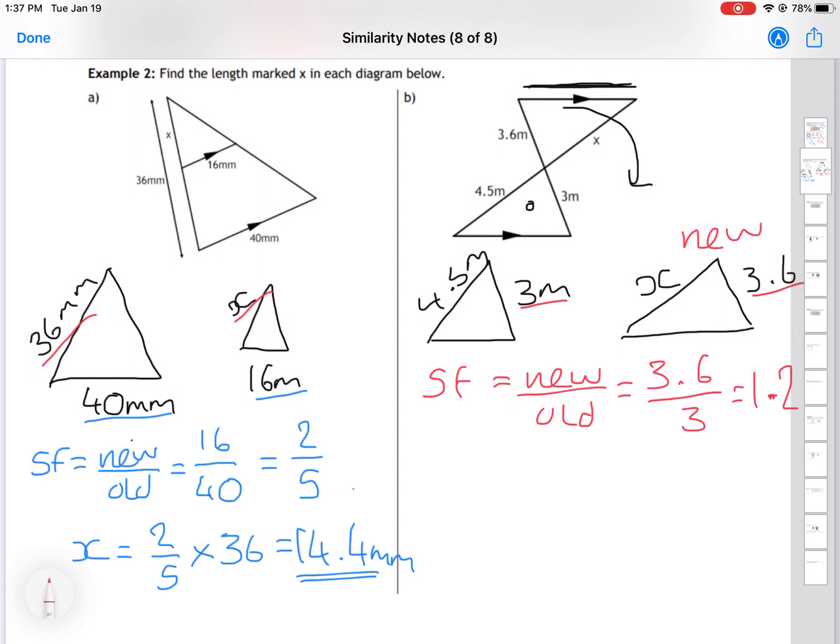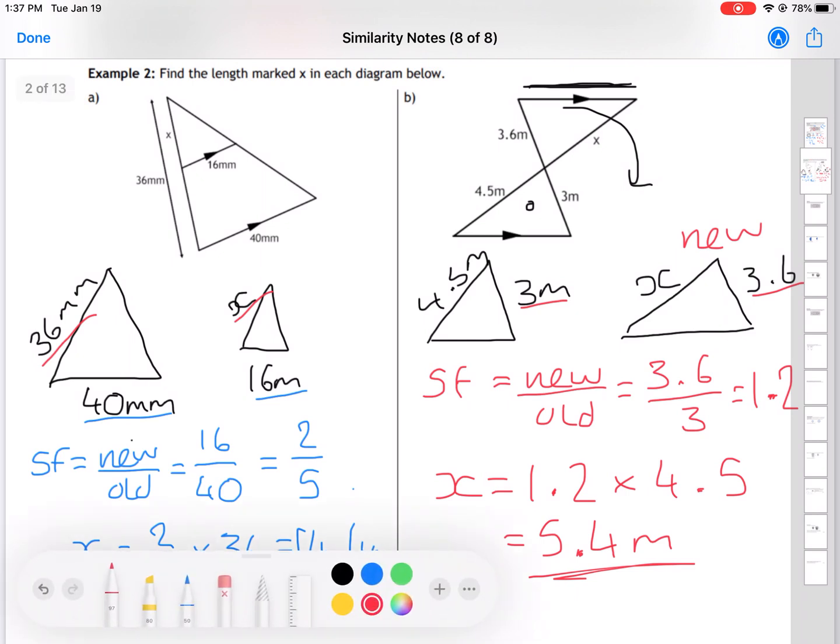Okay, so we need to take that and times it by the side that relates to x. So x then is the scale factor, which is 1.2, times by 4.5. I'm just going to pop that into the calculator to get the answer for it. So we'll end up with 5.4 metres in this case. Okay, the reason I have to times by the 4.5 is because that's the side that matches up with the x in these triangles.